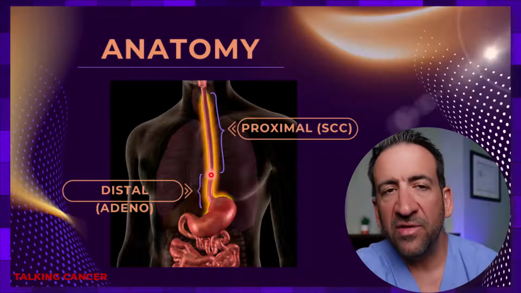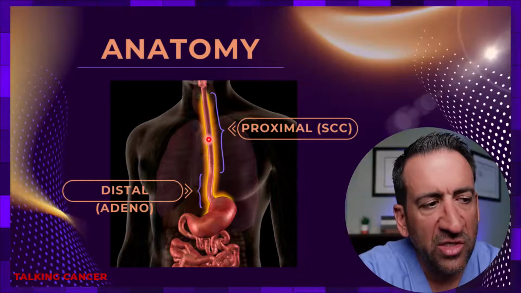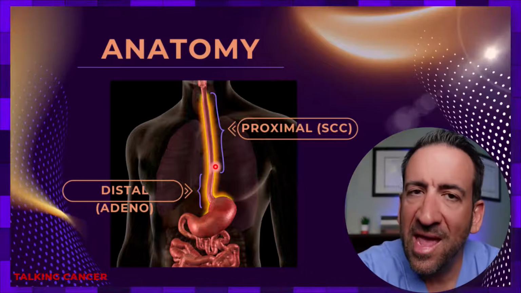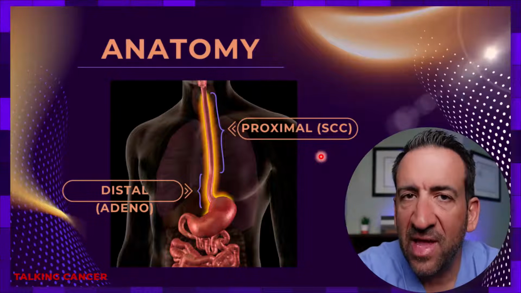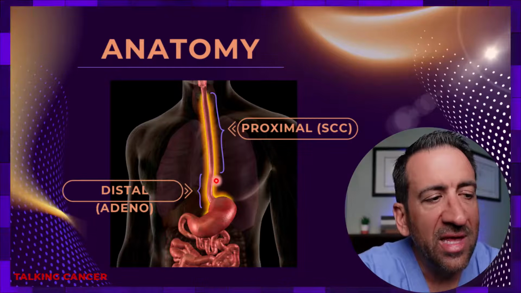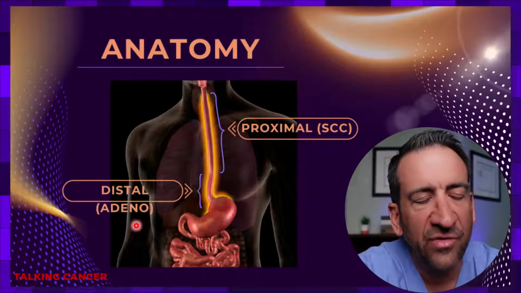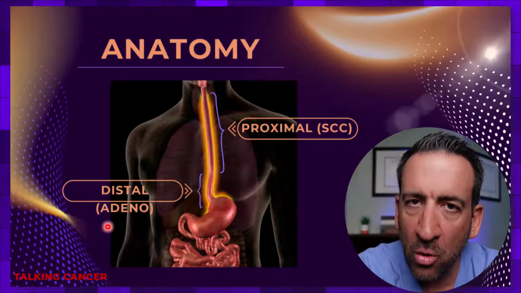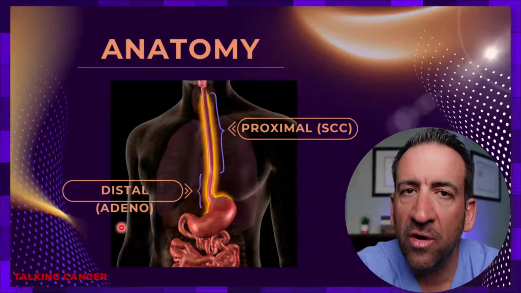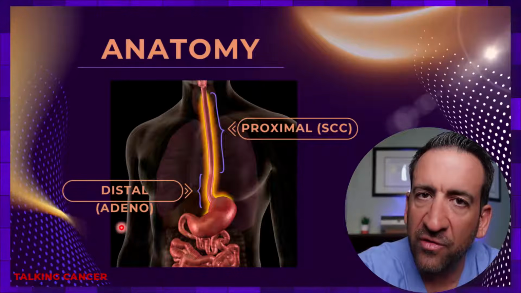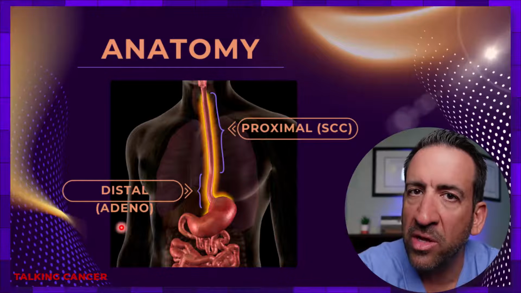What's important about this is that in about the first two-thirds of the esophagus, what we call the proximal portion, the most common cancer that arises in this area is a squamous cell carcinoma. Whereas in the distal segment, the closer to the stomach, the most common cancer in this area is an adenocarcinoma. You need to keep this in mind because depending on whether you have an adenocarcinoma or a squamous cell carcinoma, the treatment options may differ. Okay, so that's the first thing I want you to keep in mind.